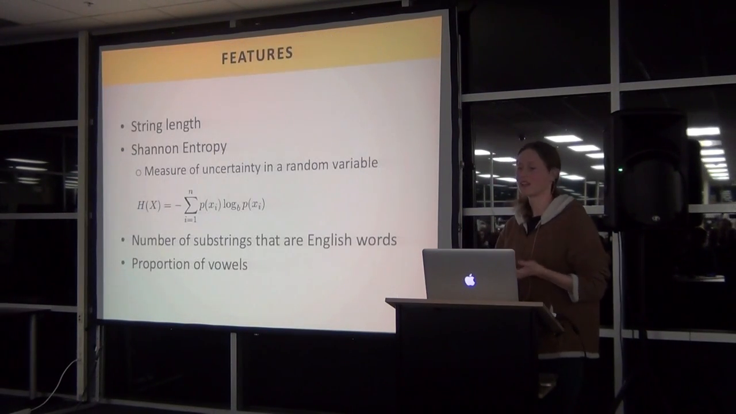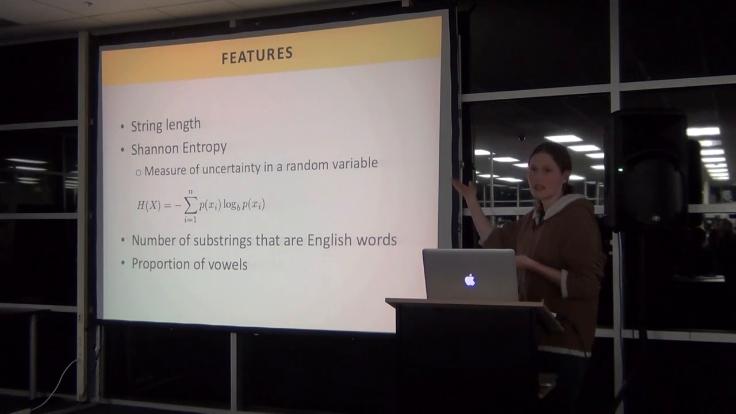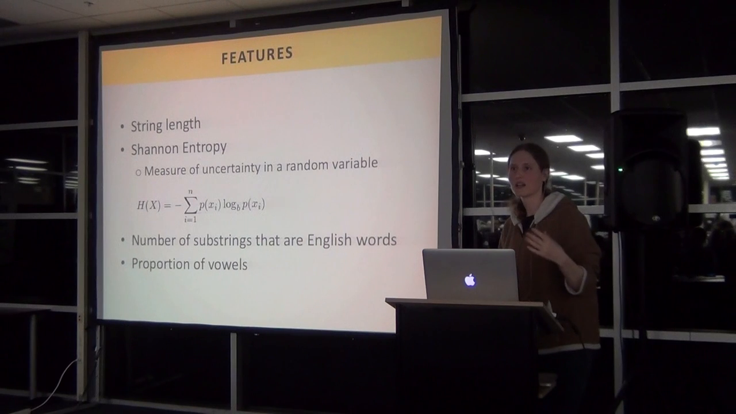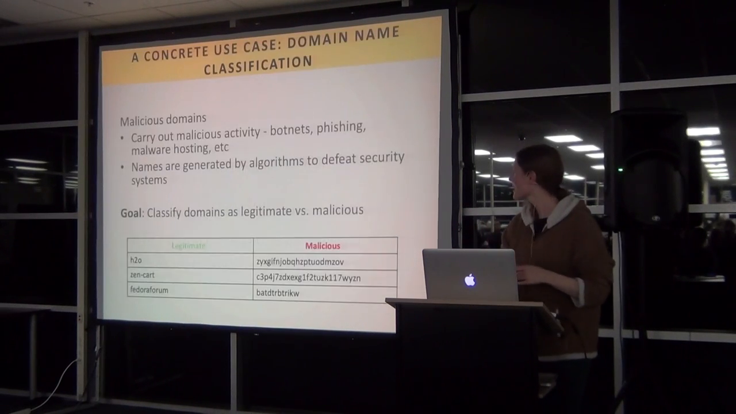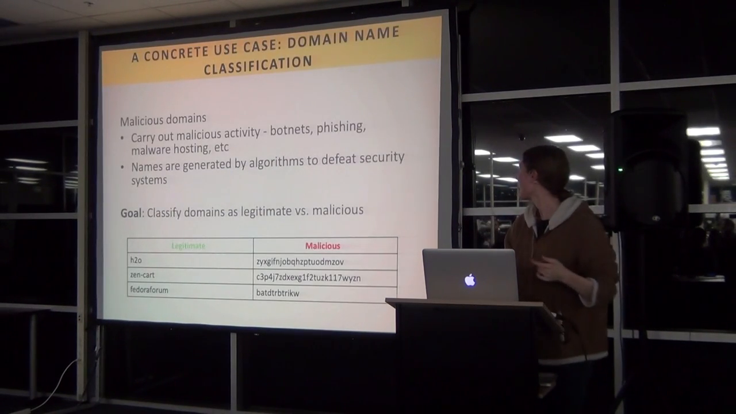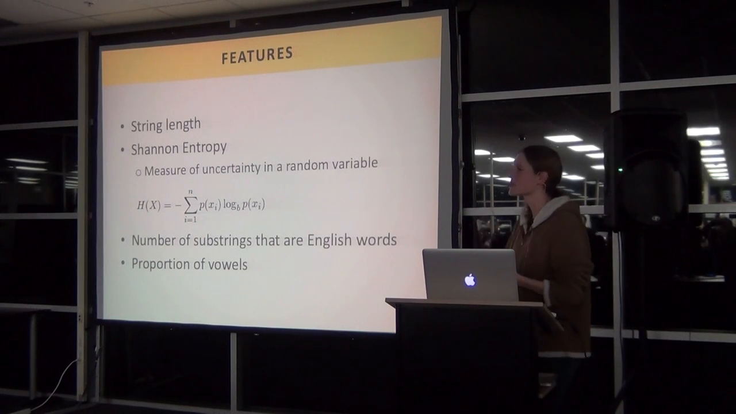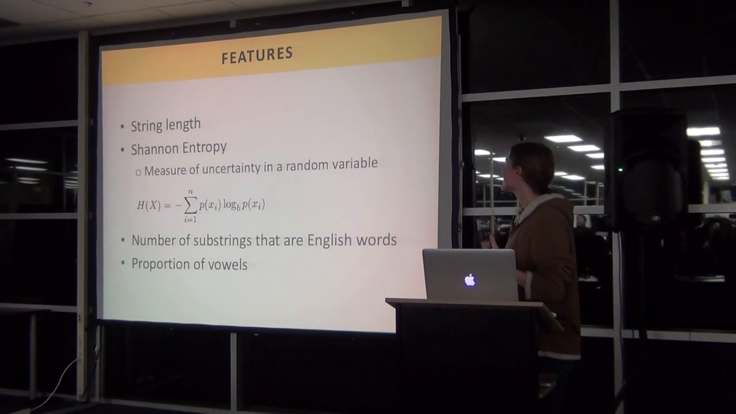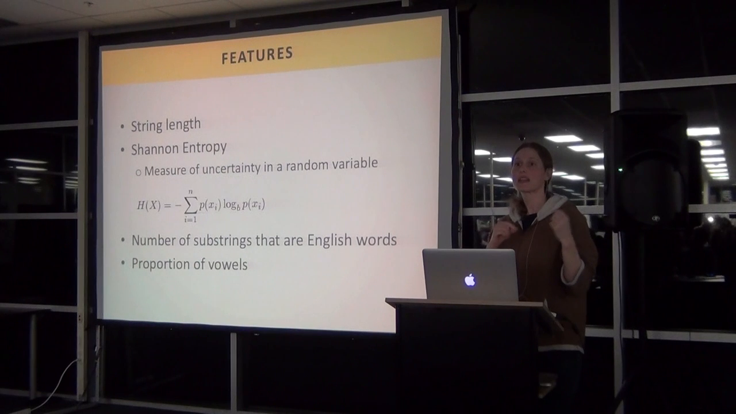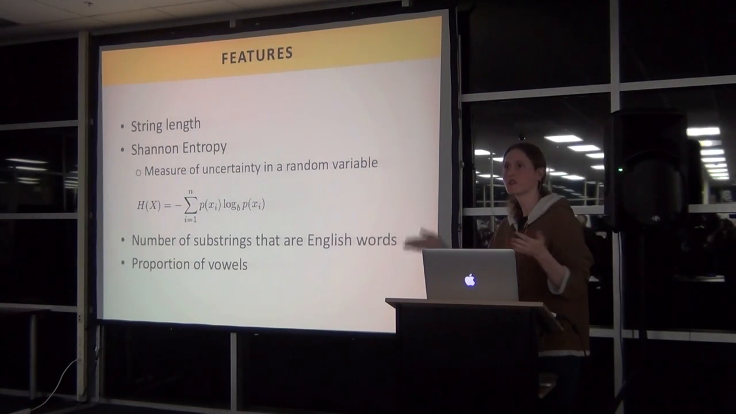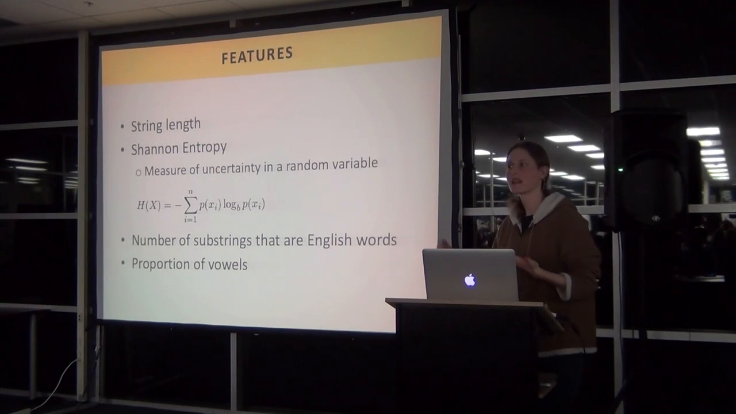The ones I settled on are string length. We decided that malicious domains tend to be longer and legitimate ones are smaller, and that bears out in the examples that I have. We have entropy, which is a measure of the uncertainty. So basically, if characters in a string are repeated, your entropy is lower, and if they're not repeated, your entropy is higher.